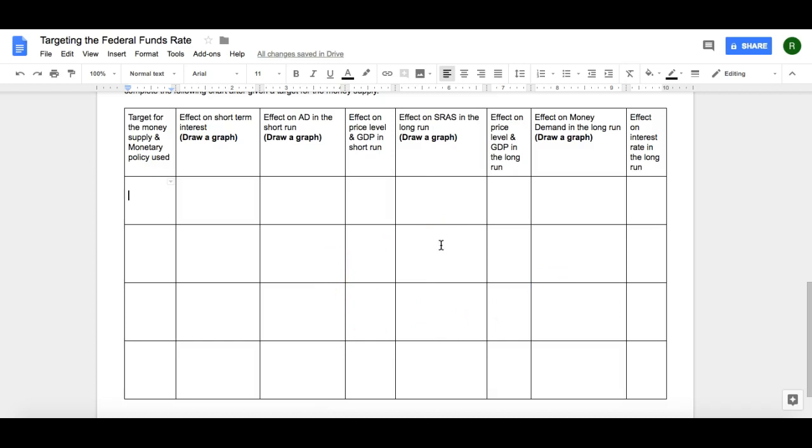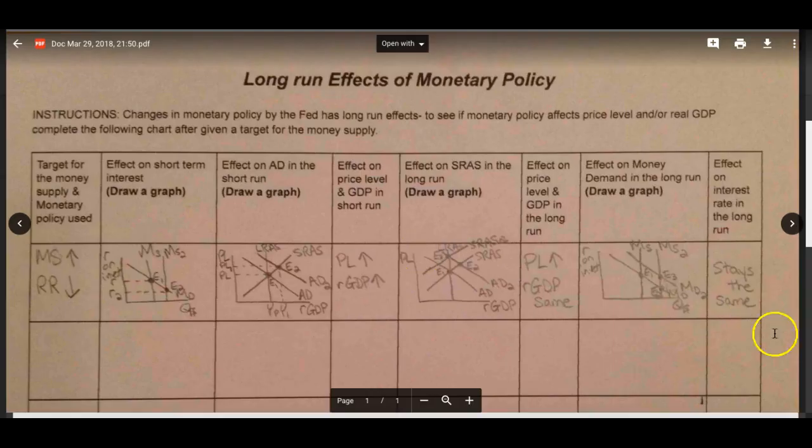So I actually am going to do an example for you. Okay, so my example, I actually wrote it out and I took a picture of it, so now I'm going to explain it to you. So the first column, it says target for the money supply and monetary policy used. I am going to give you a list of the ones that I want you to fill in for that first row in a second. So that first row I will give you. Everything else you have to come up with based on that first row that I give you.